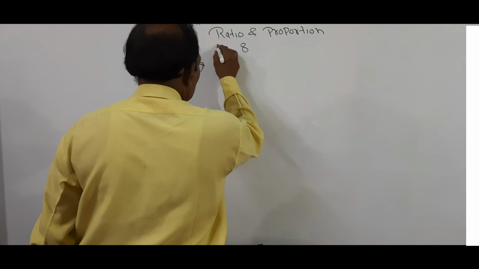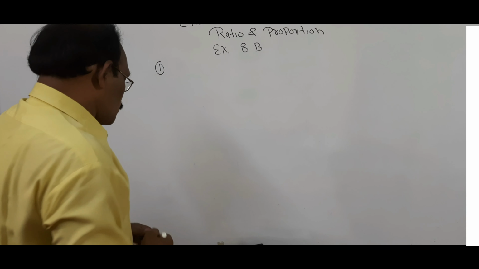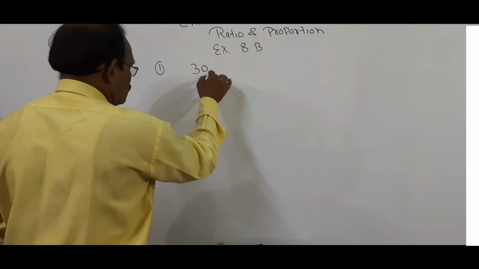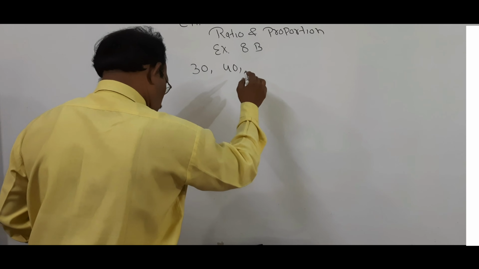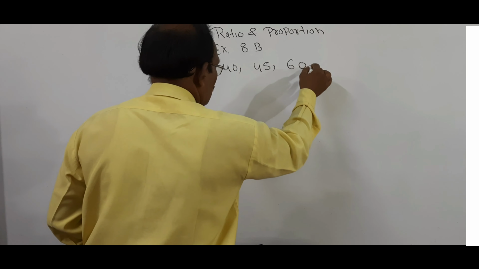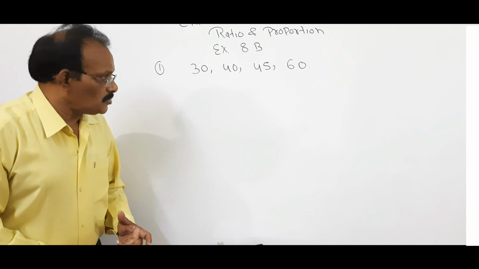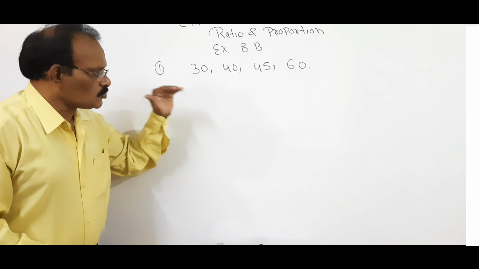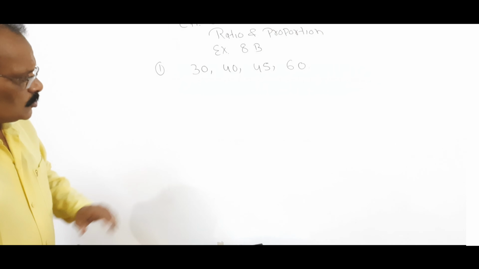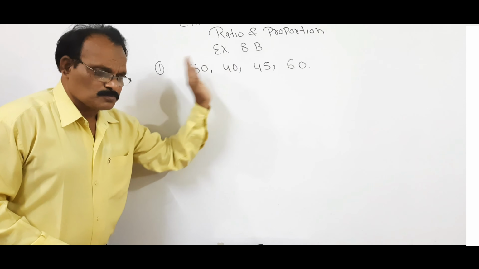Exercise 8b, question number 1. We have to show that 30, 40, 45 and 60 are in proportion. Take out your maths textbook and see 8b, question number 1. We have to prove whether this order is in proportion or not.